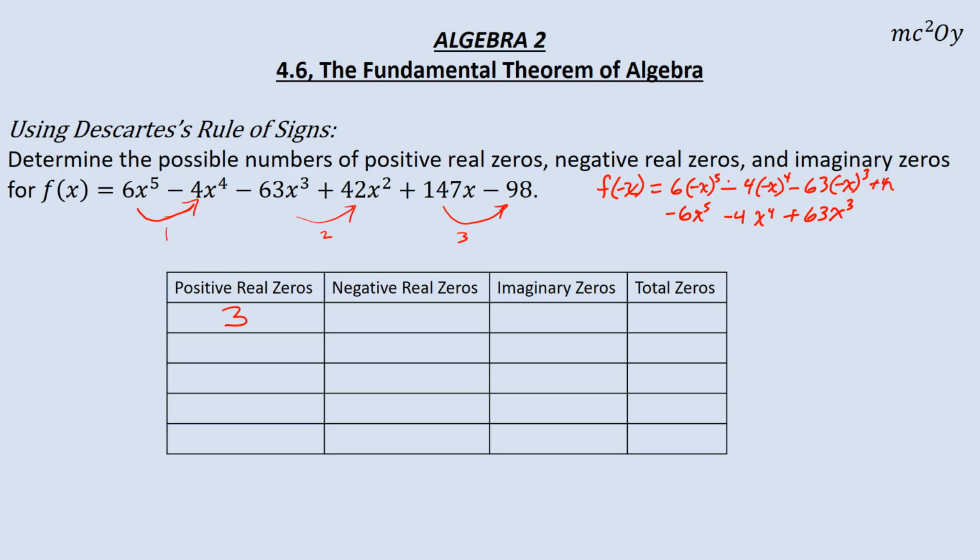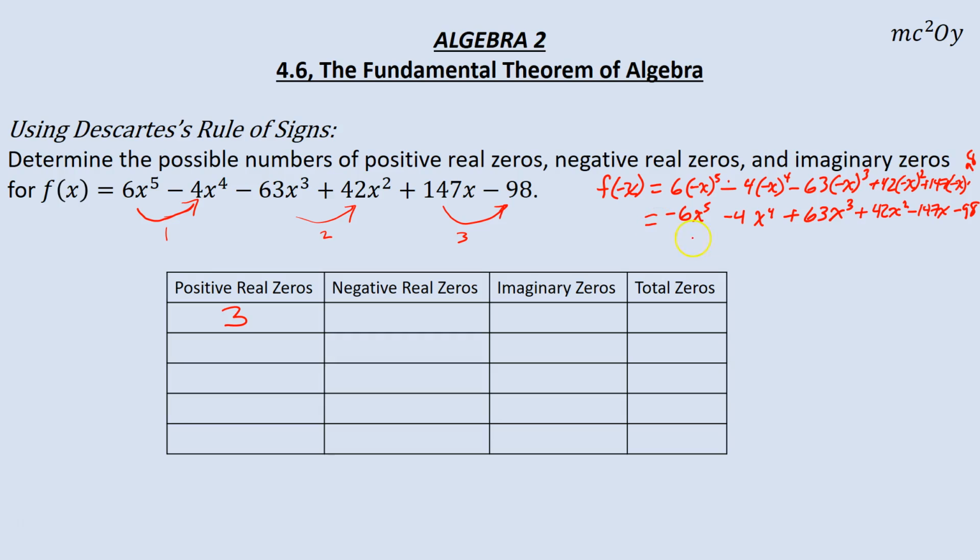42 x squared. Well, that's not x squared. It's negative x squared. Negative times negative is positive times positive. Positive 42 x squared. 147 negative x, so that's going to be negative 147 x minus 98. Now I'm kind of out of room over here. Minus 98, that's obviously not going to change.